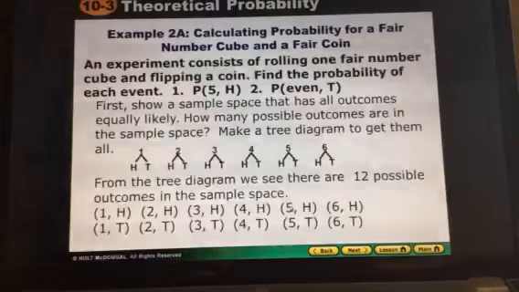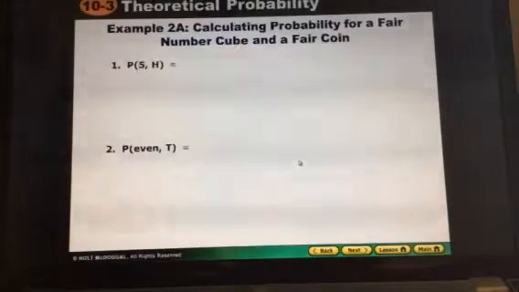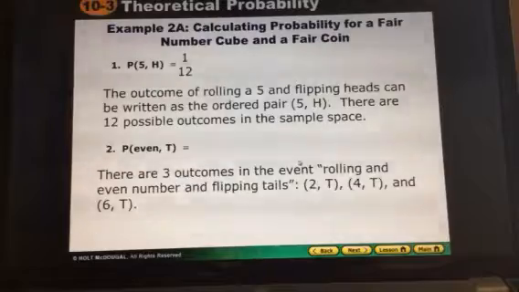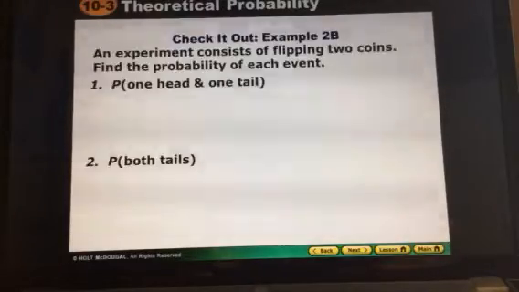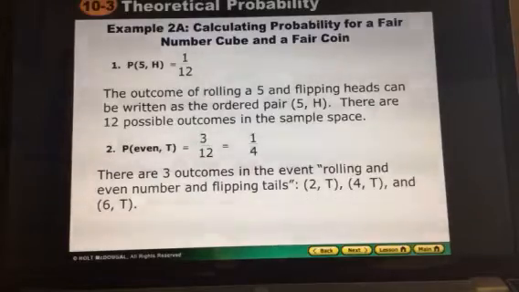Now, if we go back and look at the probability of an even and a tail, well, I've got 1, 2T, 2, 4T, or 3, 6T. So there are 3 out of 12 here. And so that's going to be 3/12, which reduces to 1/4. Or you could look at that as 25%.